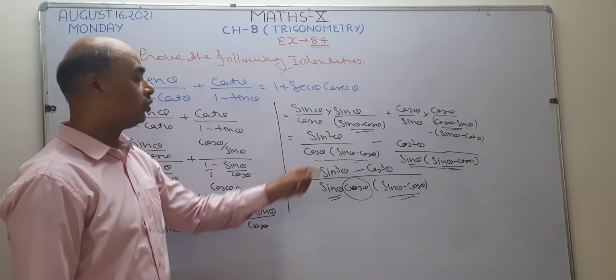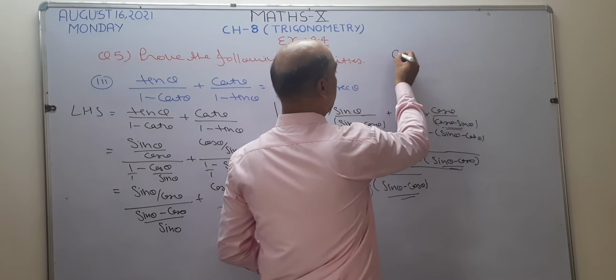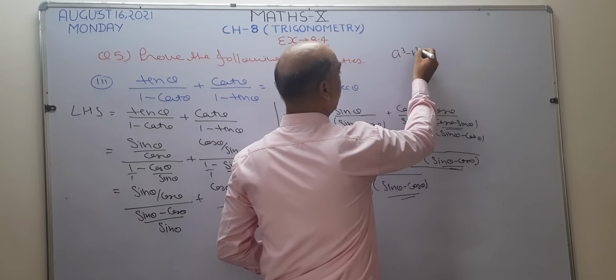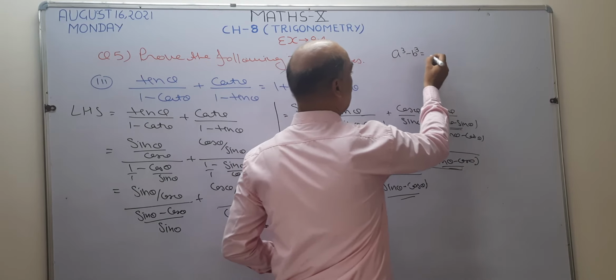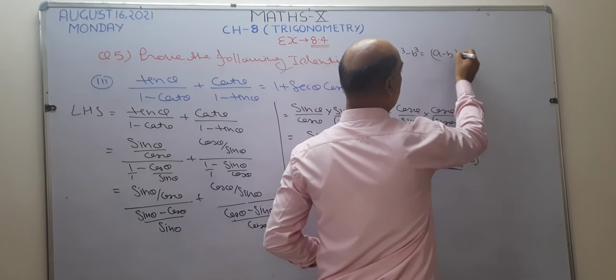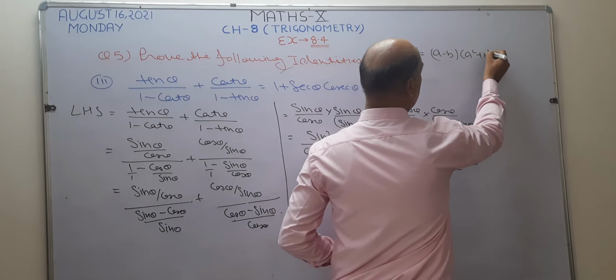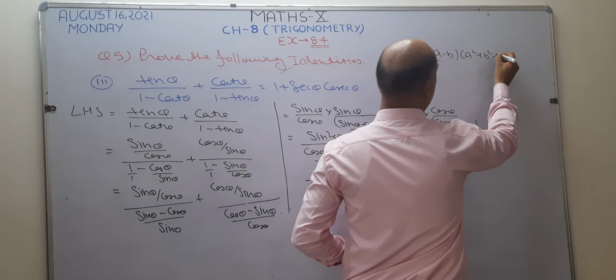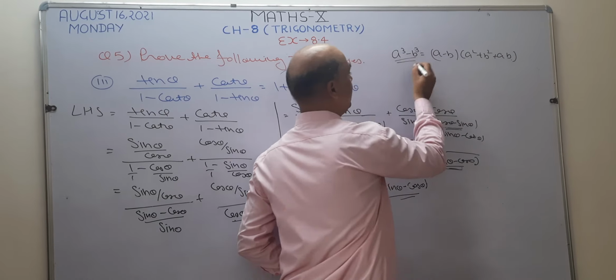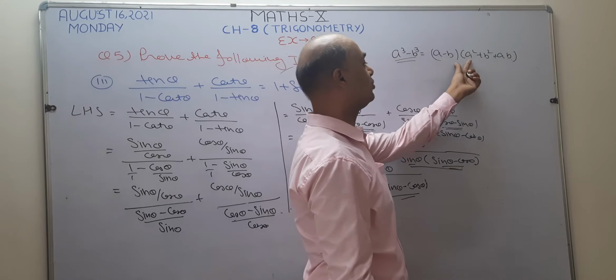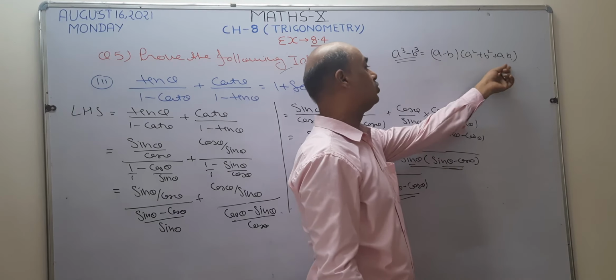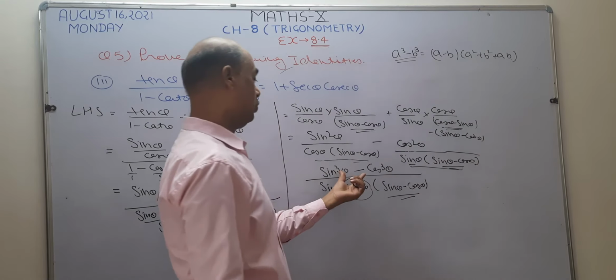Okay. Now I want to use one identity: A cube minus B cube. So A cube minus B cube identity is A minus B, A square plus B square plus AB. By using this identity, I want to solve its numerator part.